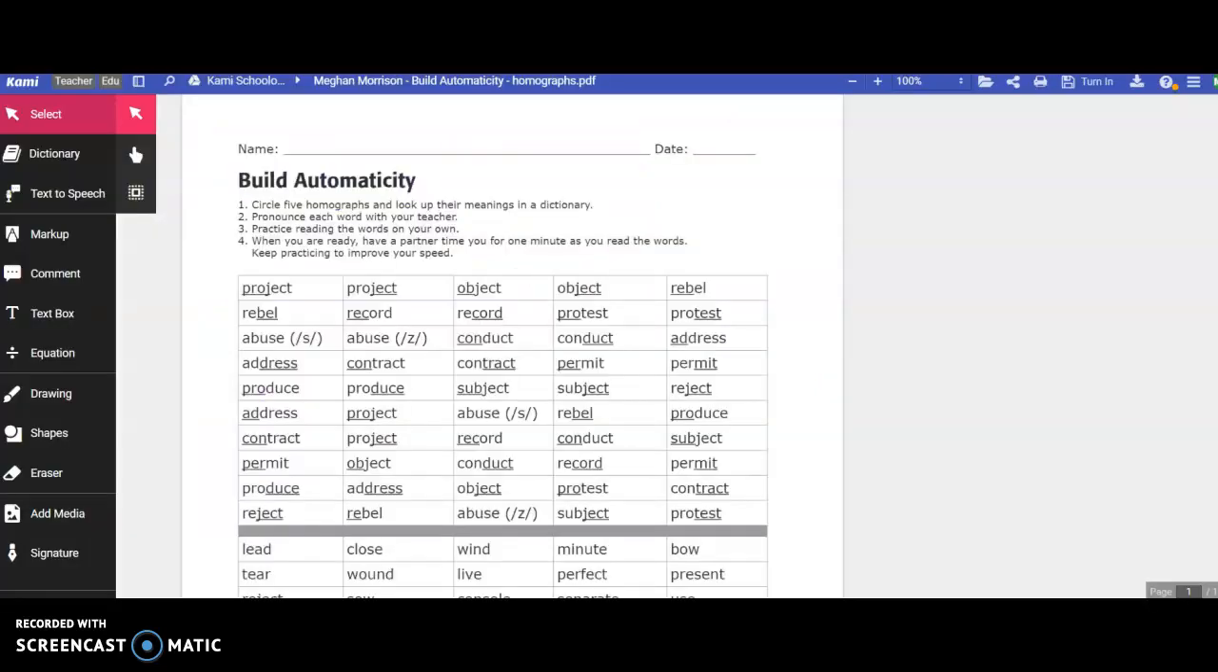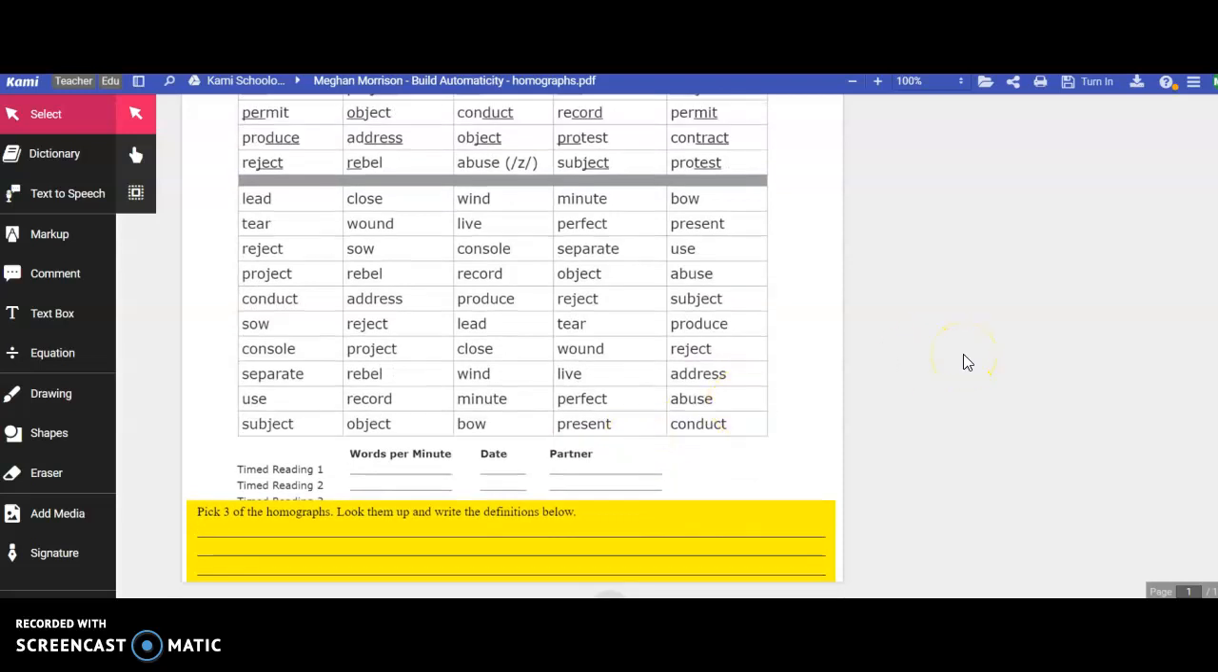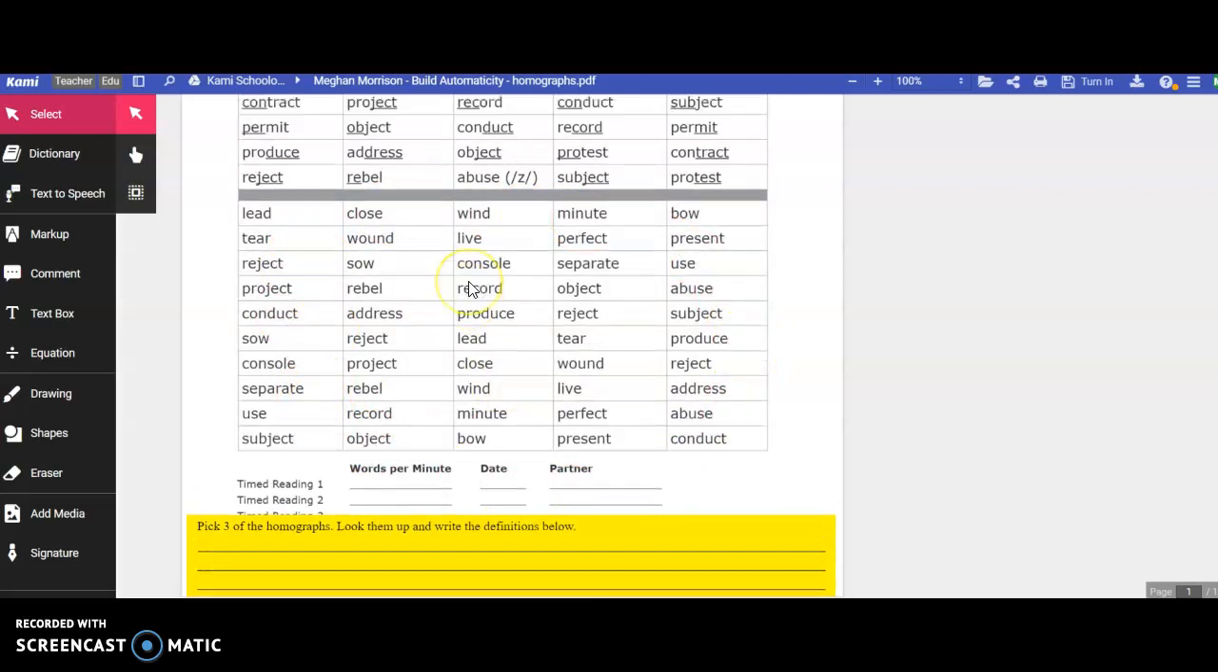So there's a whole list of them. And notice you're not underlining anything. You're picking three. You're looking them up and writing the definitions. So pick three on here and write the two different definitions. So tear and tear, or close and close. Now, these ones you might be a little more familiar with.